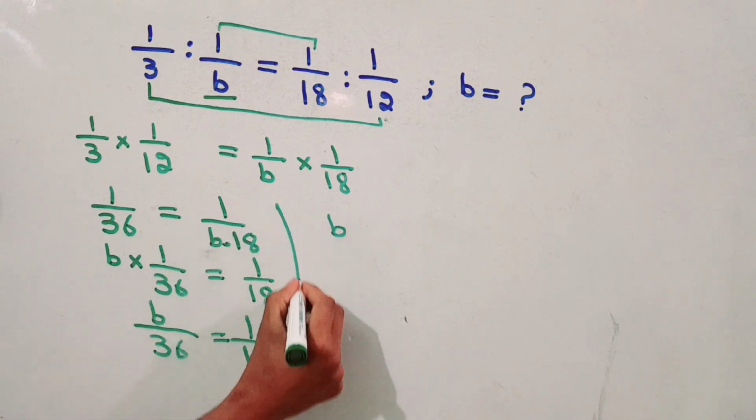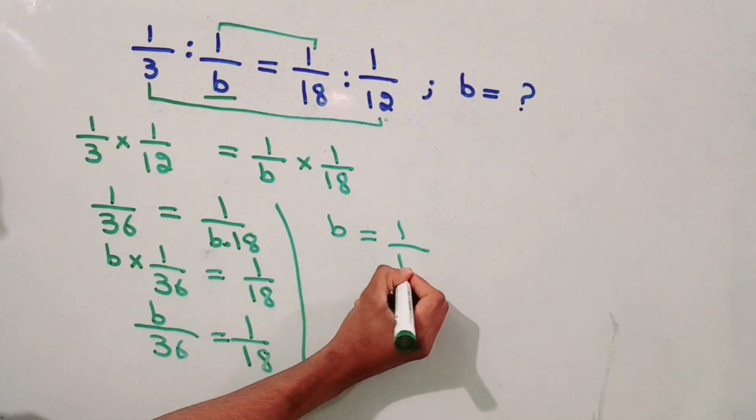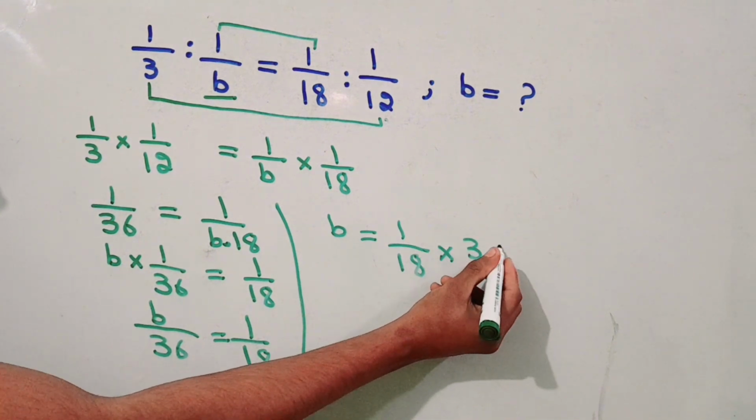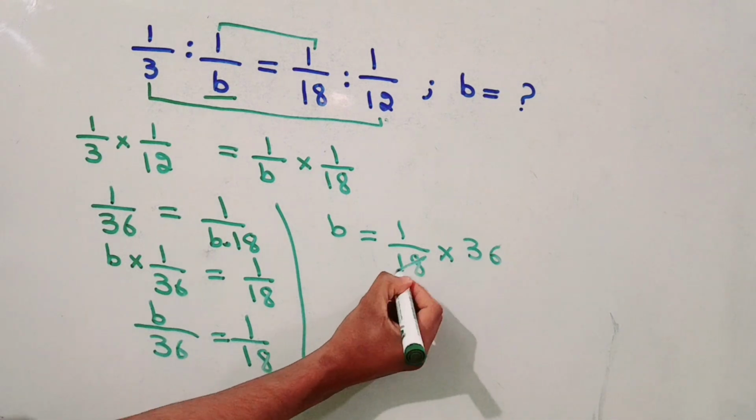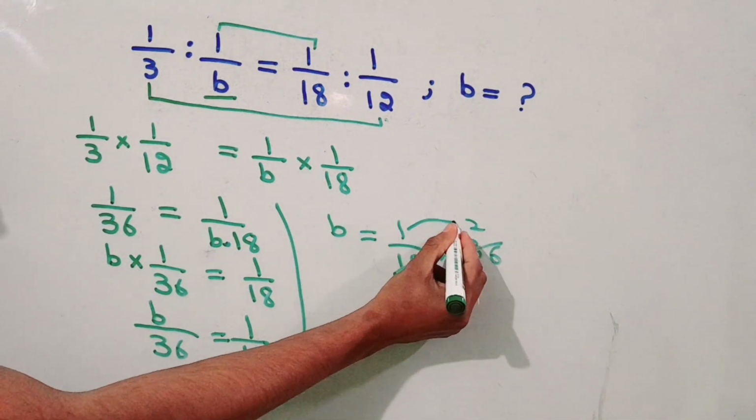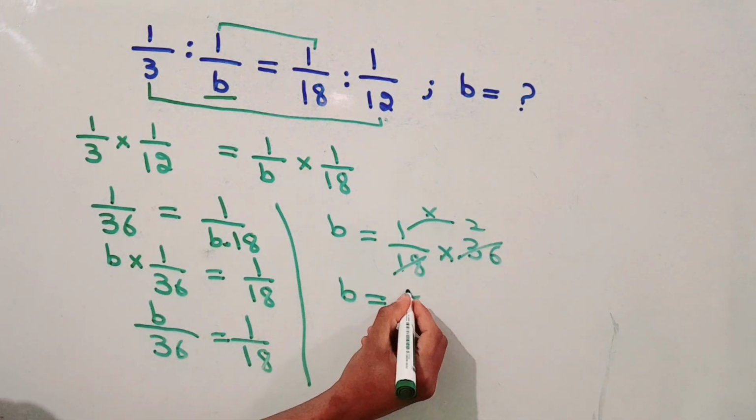So b is equal to 1 upon 18 multiplied by 36. So 18 1s are 18, 18 2s are 36, 2 1s are 2. So it becomes b is equal to 2.